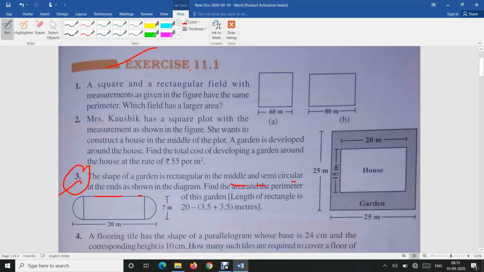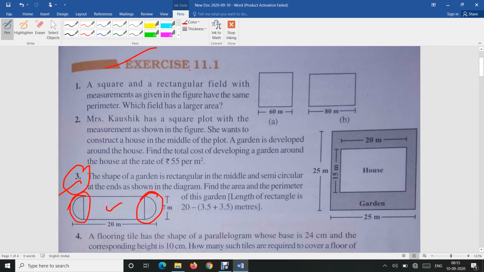See the diagram. This is the shape of the rectangular garden in the middle, meaning this portion, and semicircular at the ends, meaning these two portions. We need to find the area and the perimeter of the garden. For that we need to observe one thing: in this diagram we have two shapes. The first one is rectangular and the second one is semicircular.